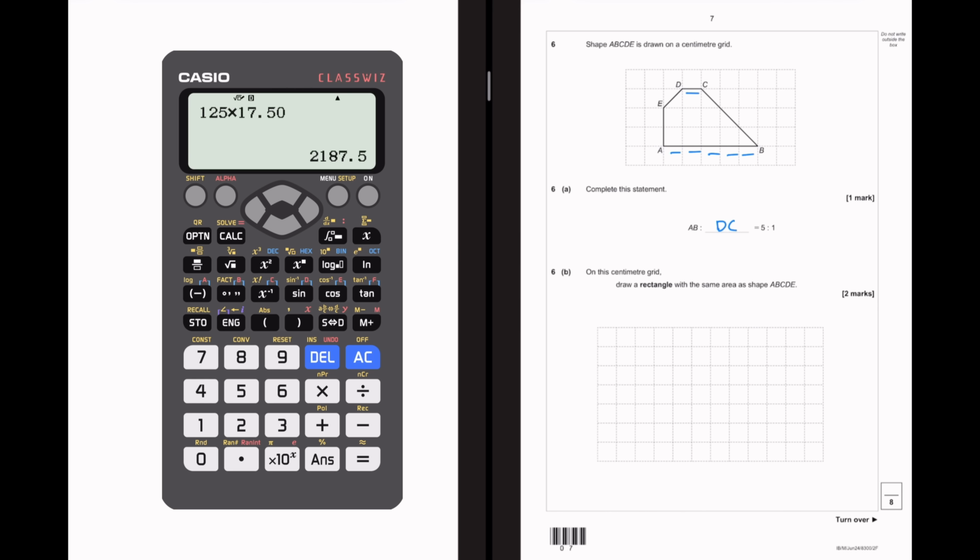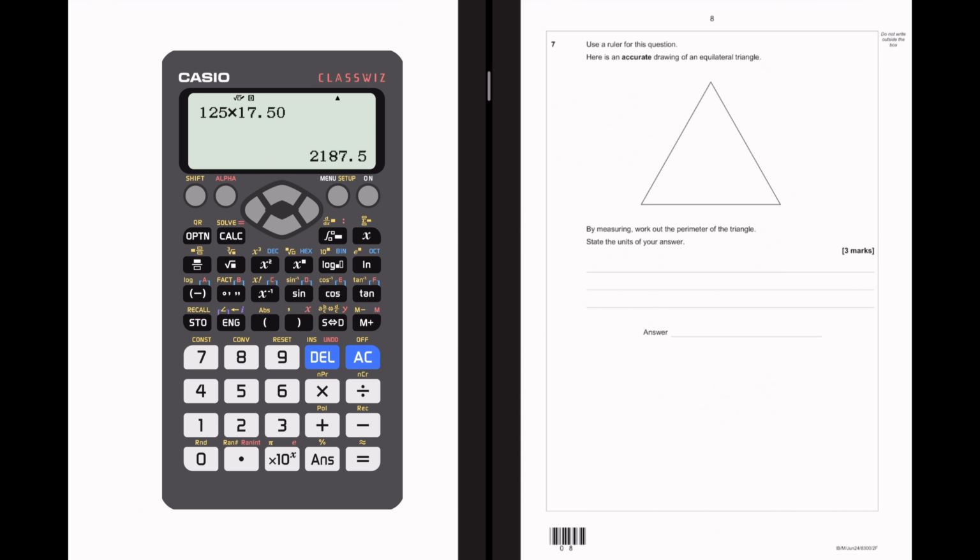Part B says on the centimetre grid, draw a rectangle with the same area as shape ABCDE. So to get the area, we're going to count how many squares we've got. 1, 2, 3, 4, 5, 6, 7, 8. So we've got 8 whole squares. Then 2 halves, which make 9, and then another 2 halves, which make 10. So if we do a 5 by 2 rectangle, then we'll get the same area. So we've got 2 squares by 5 squares.